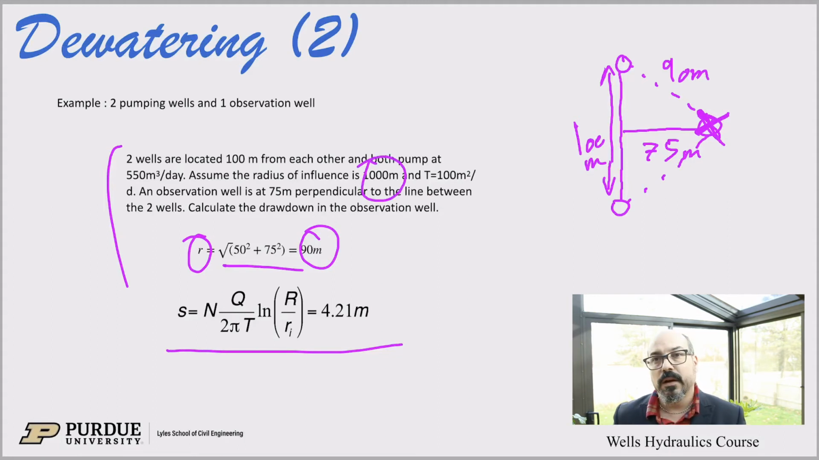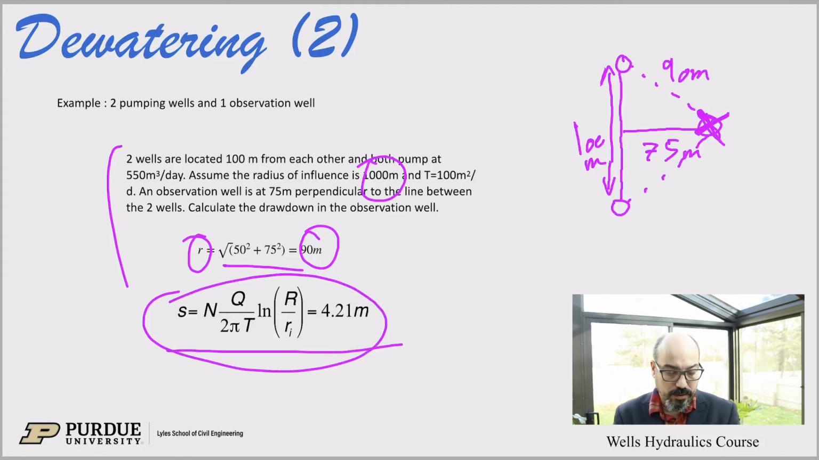We are given that the radius of influence is 1,000 meters in this example. Again, we have an equation that we can use to estimate the radius of influence if we have time, but for now it's just given to you, so just use it. And then you can just plug in all the numbers and find that the drawdown is 4.2 meters.